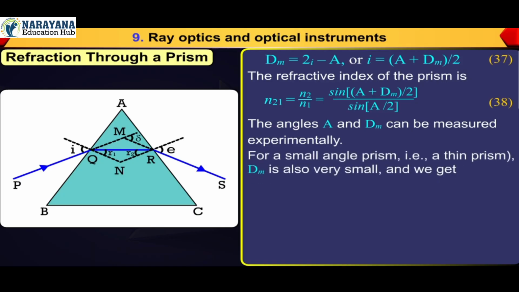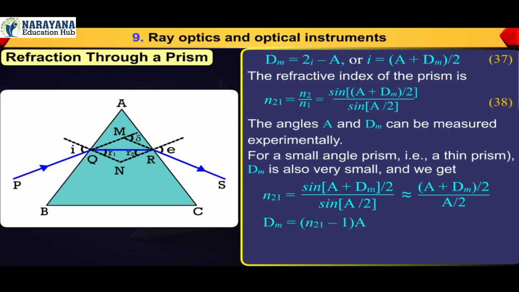For a small angle prism, that is a thin prism, dm is also very small, and we get N21 is equal to sin of A plus dm upon 2 whole upon sin A upon 2, which is approximately equal to A plus dm upon 2 whole upon A upon 2. So dm is equal to N21 minus 1 into A. It implies that thin prisms do not deviate light much.